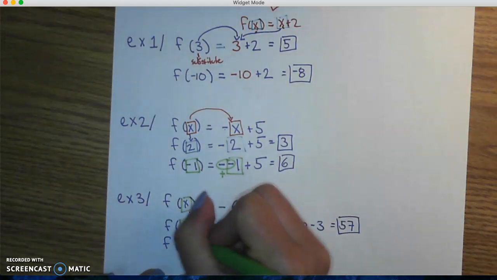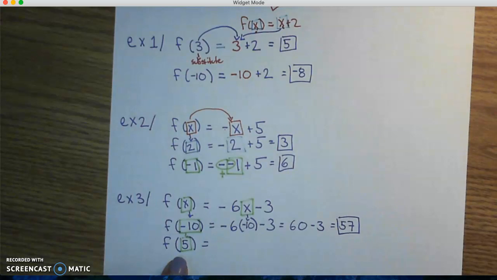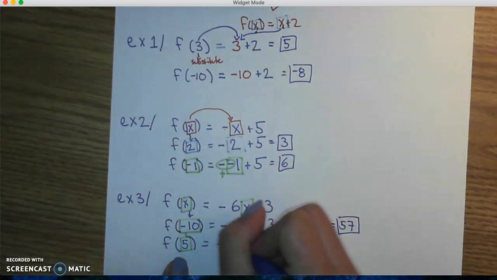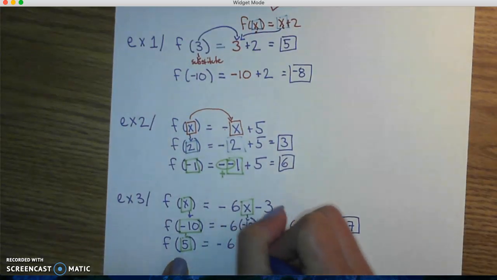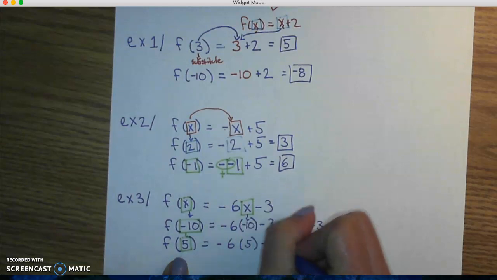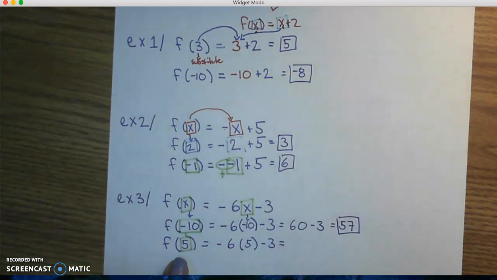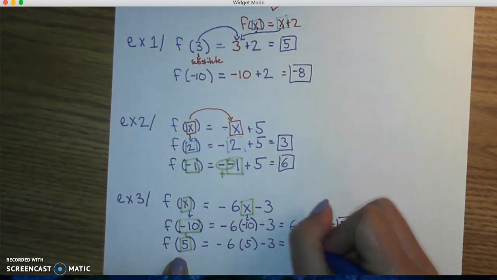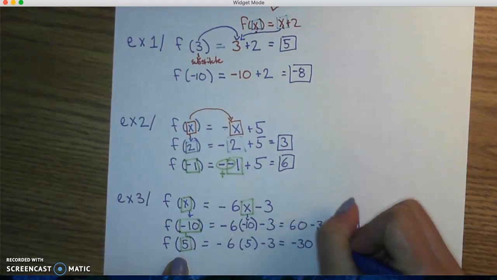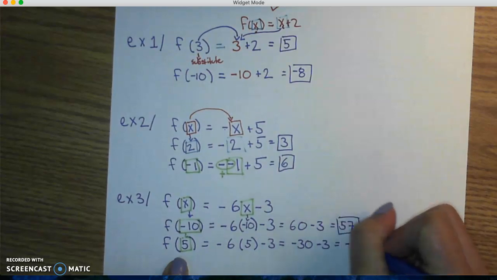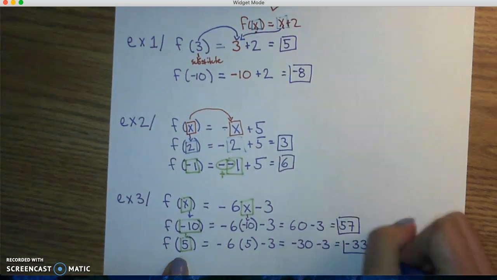This time I'm going to input 5. So equals negative 6. My input is 5 minus 3. All right. Negative 6 times 5. Negative 30 minus 3. Negative 33.